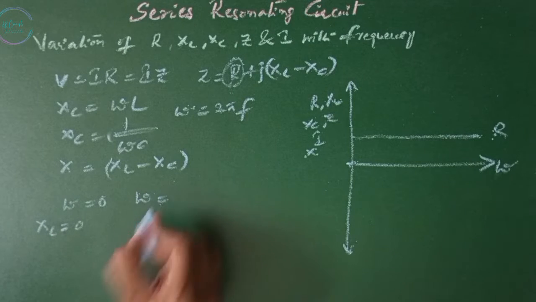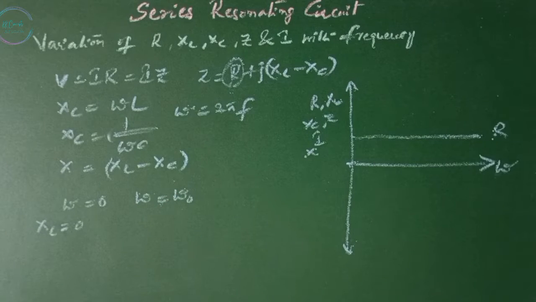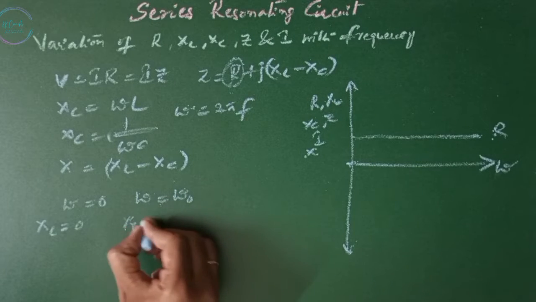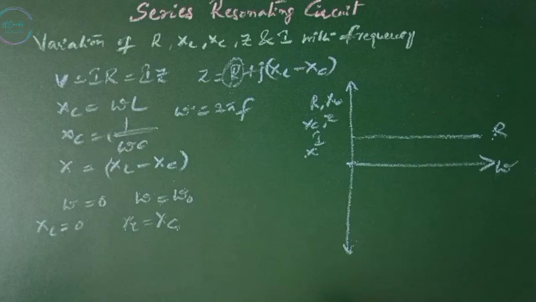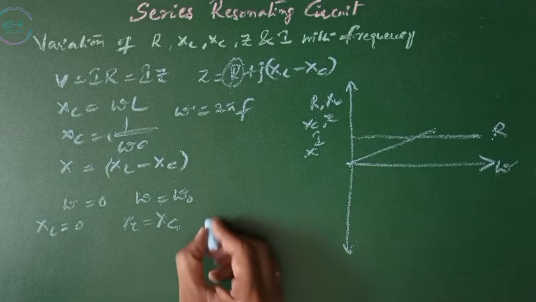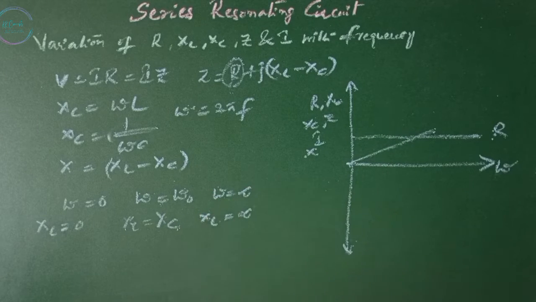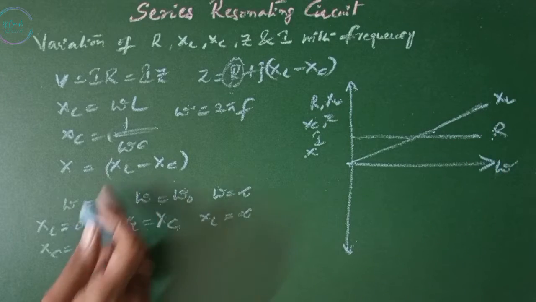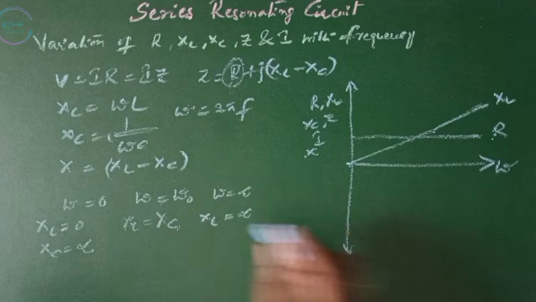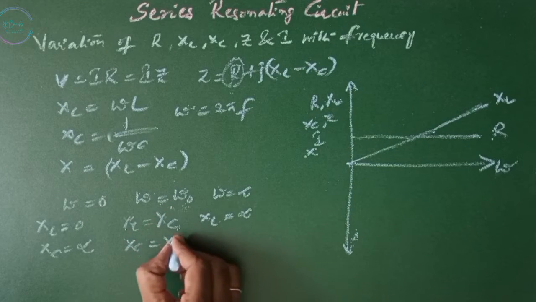We have one more term, that is omega naught, which is nothing but the resonating frequency. At resonance, XL equals XC. Until here, as omega increases, XL is going to increase. XL will become infinity when omega is infinity. This is our XL. When omega is 0, X equals infinity and X is a negative value. And at omega naught, X equals 0.